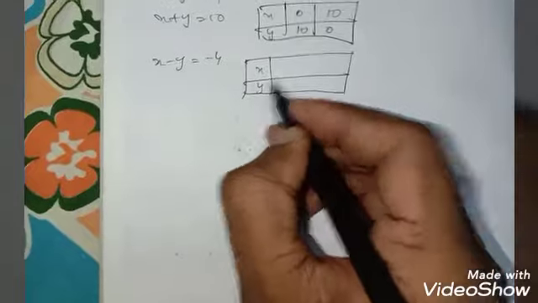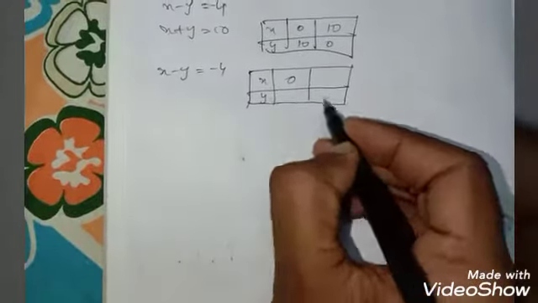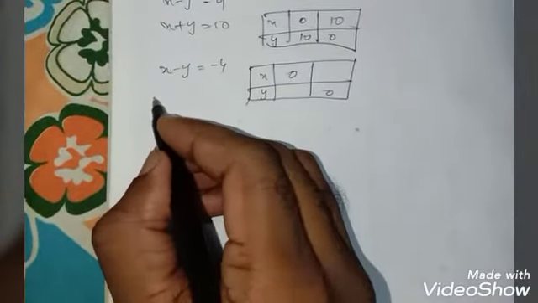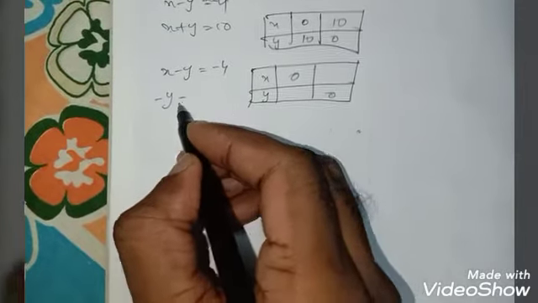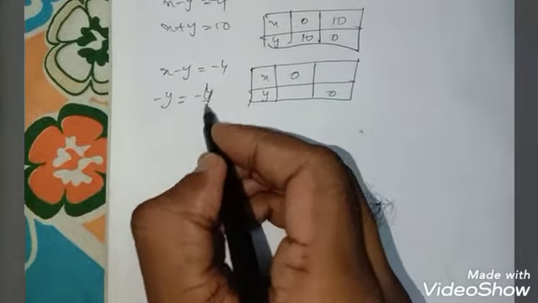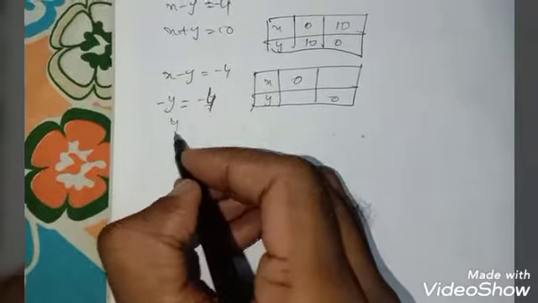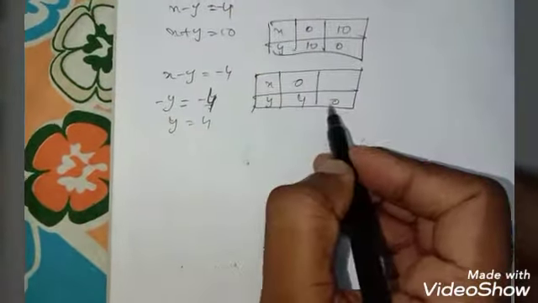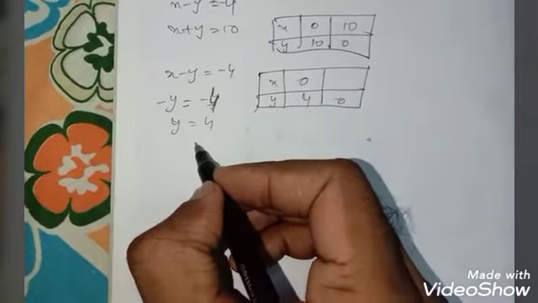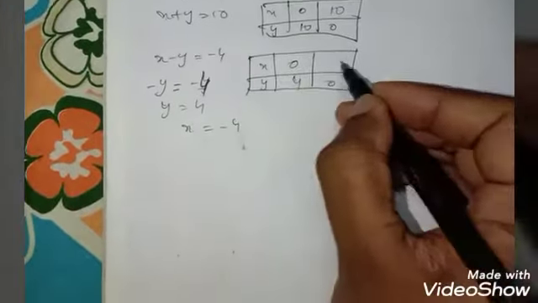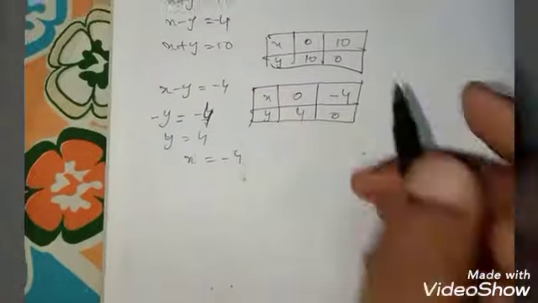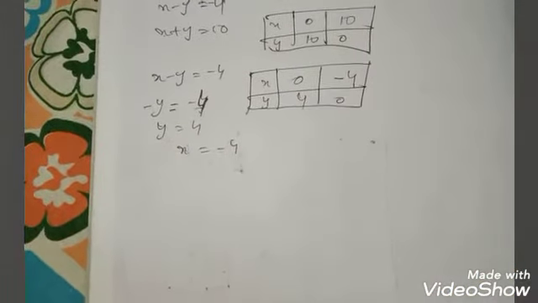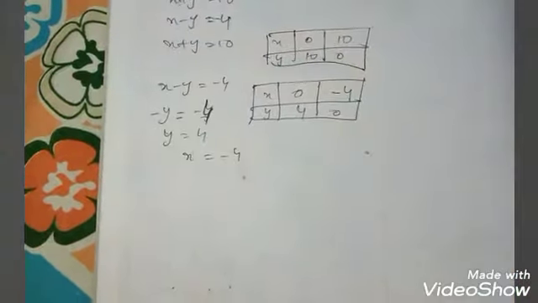So x, y. So x value is 0, y value is 0. Now if I substitute x is equal to 0, you will get minus y is equal to minus 4. So minus cancels, y is equal to 4. So this you will get 4. Now if I substitute y is equal to 0 in this, you will get x is equal to minus 4. So here x value is minus 4.